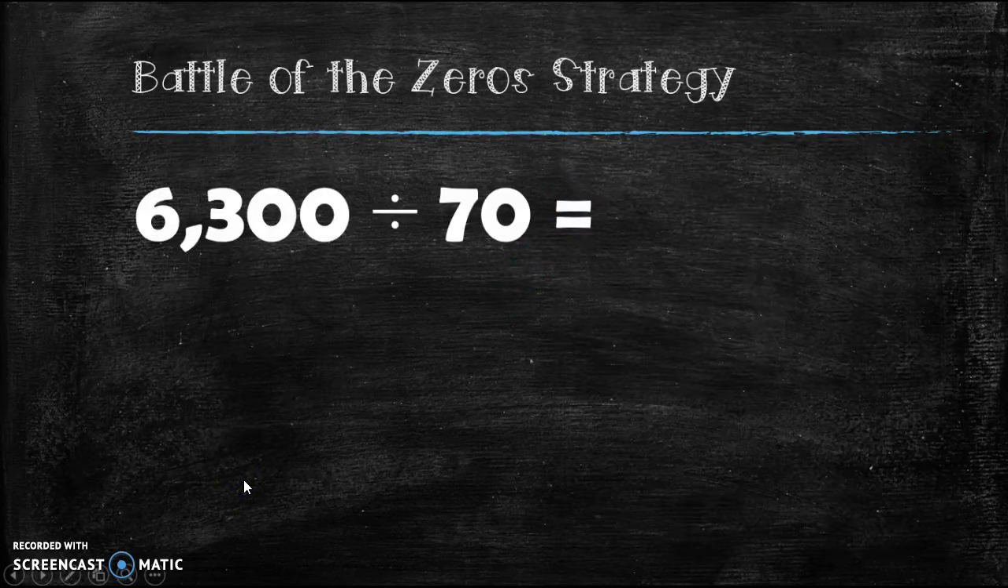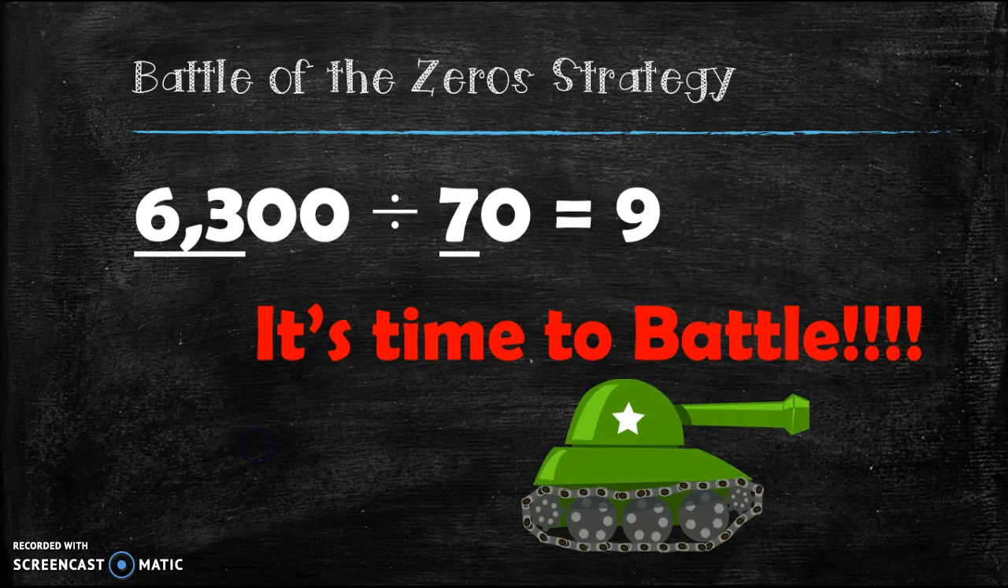Here we have a number, 6,300 divided by 70. Well, the first thing we're going to do is underline all of the non-zero digits in our problem. So we're going to start by doing 63 divided by 7. 63 divided by 7 is 9. This is where the battle comes in.